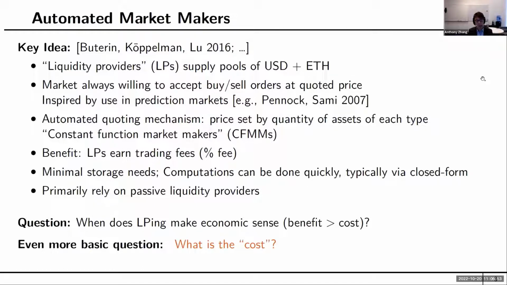To clarify, what exactly is the cost of being a liquidity provider in an automated market maker pool? Many of you are probably familiar with the idea that there's some kind of adverse selection, some kind of impermanent loss. What exactly is this cost? Can we write down formulas to quantify the cost of providing liquidity to an automated market maker? When is this cost high versus low, and so on? That's what we want to do.